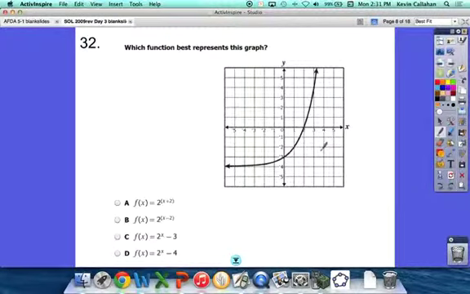Don't look at that 3, because remember, before you shift the graph, it would have had a y-intercept here. It would have had a y-intercept there. That's down 4. It would have had an asymptote here. Now it looks like it has an asymptote here. So that would be this one.